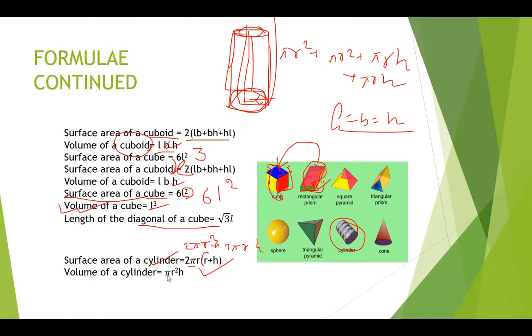Then volume of a cylinder. You know the volume of a cylinder, the capacity to hold the liquid or to hold the quantity, is given by pi r square h. You have studied this formula in your lower classes. Now, surface area of a cylinder is 2 pi r (r plus h). Volume of a cylinder is pi r square h. Volume of a cone.